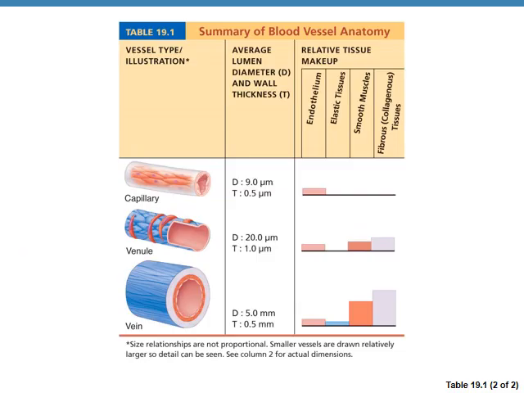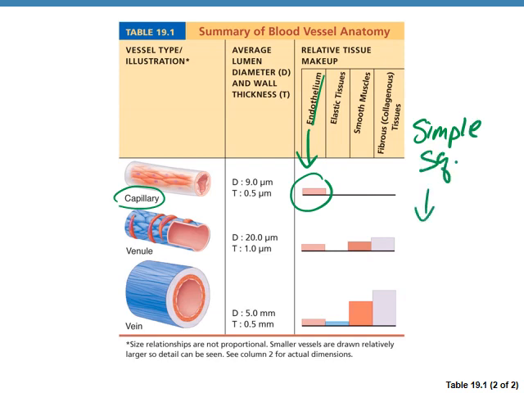And now we have the table that shows you the blood vessel anatomy from the vein side. So here's the capillary, and this is something good to look at right now. What is the only type of tissue that makes up a capillary? You only have endothelial. It is only one layer of simple squamous. That's why it's really good at dropping off oxygen and picking up CO2.